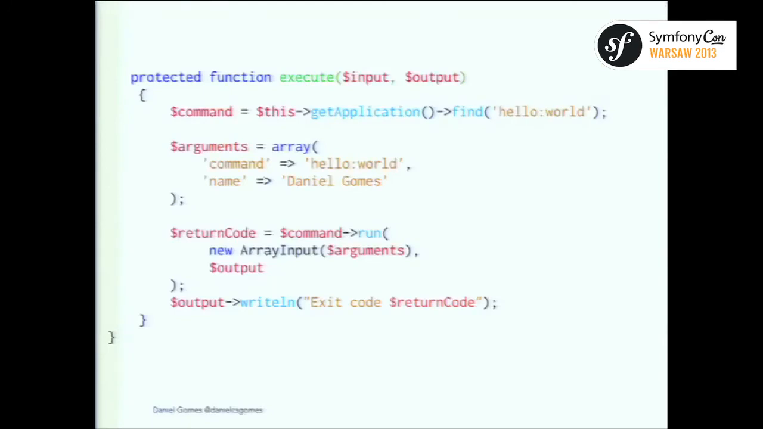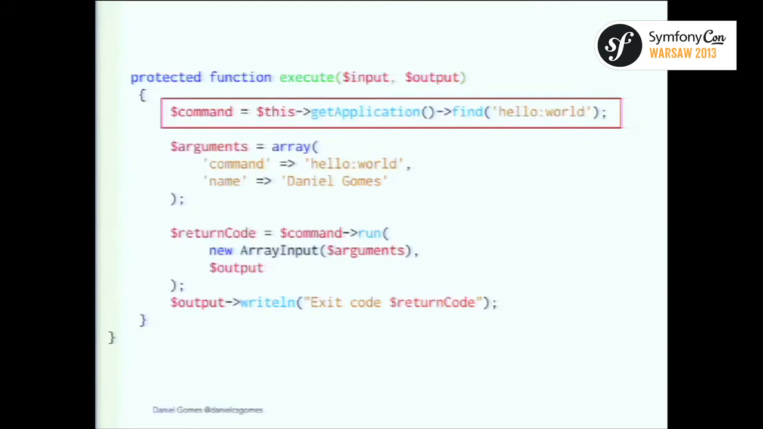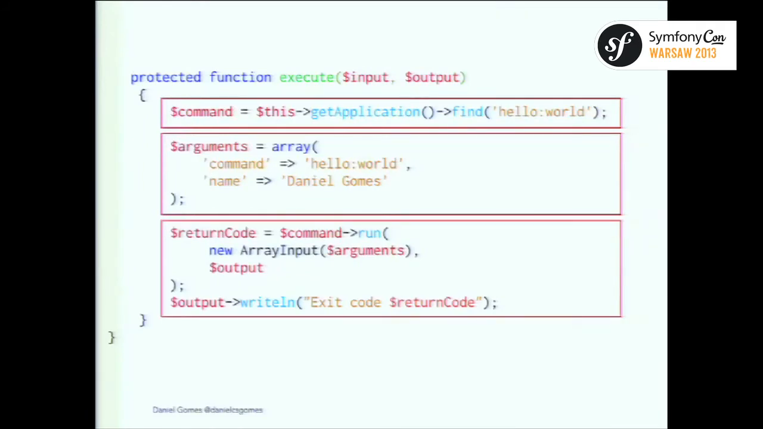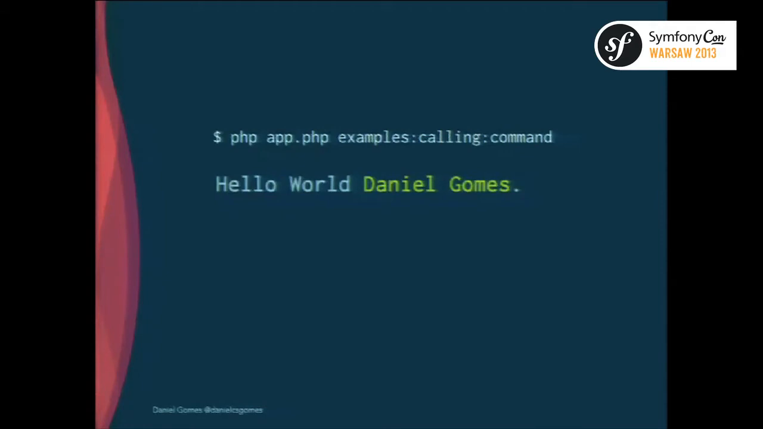Basically, you grab your application and find the command that you want. You need to set the arguments for that command in order to run it, and then run that command. And you can call whatever command you want inside another command. That way, you are splitting your logic, your complexity, and it's easier for testing, it's easier for developing, and makes your life easier. This is an example. It's a simple one, of course, but it does the same as the other one, just to show you how simple it is to call another command inside a command.